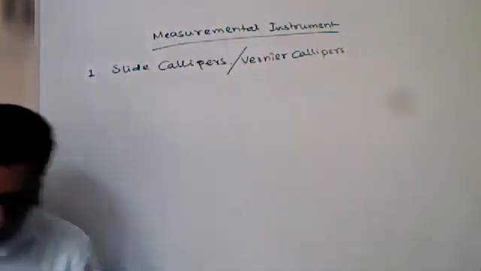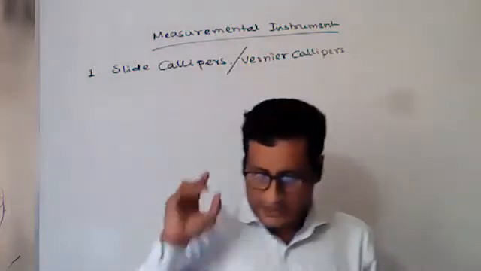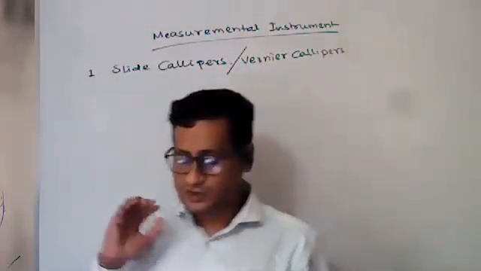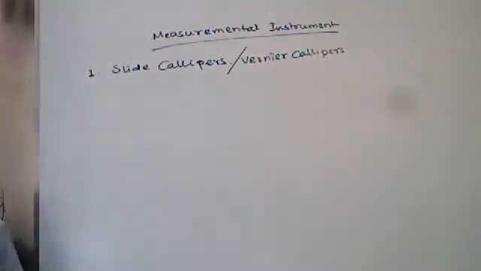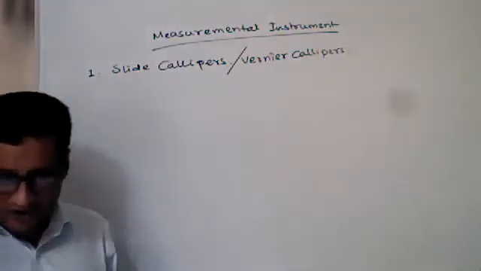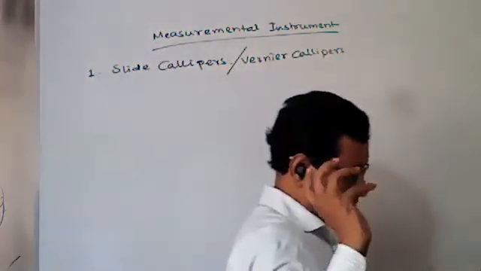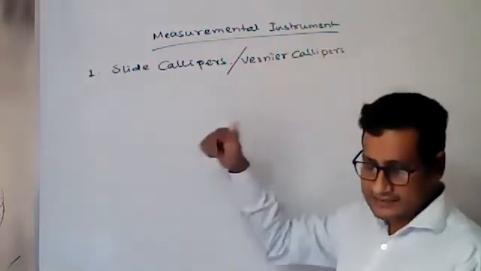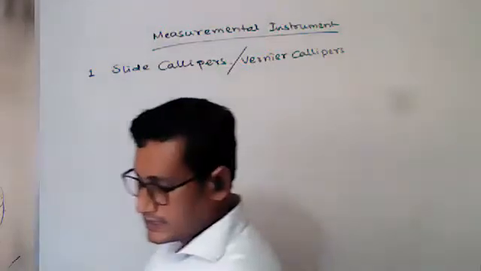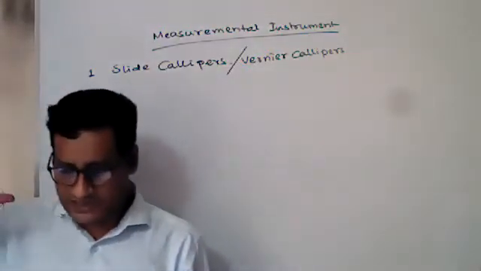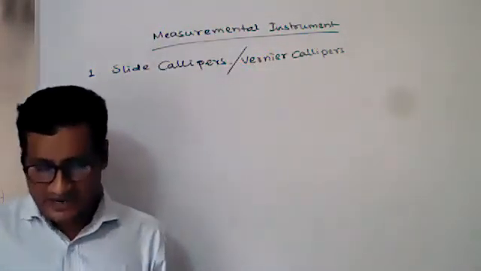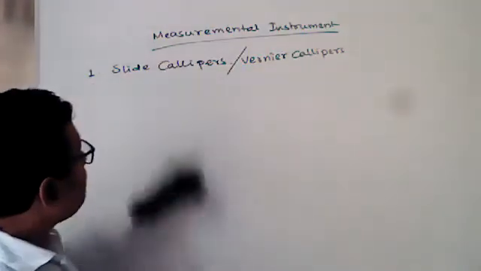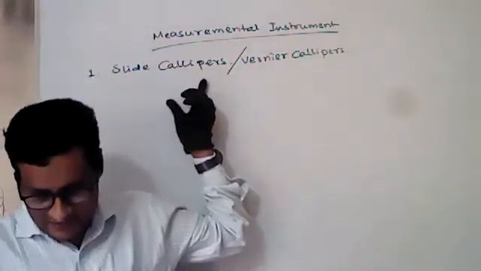Slide calipers. The word slide comes from sliding. It means movement with touch. Movement of any object with touching is called sliding. Slide means movement of any object with touch. Calipers means the movement or propagation.